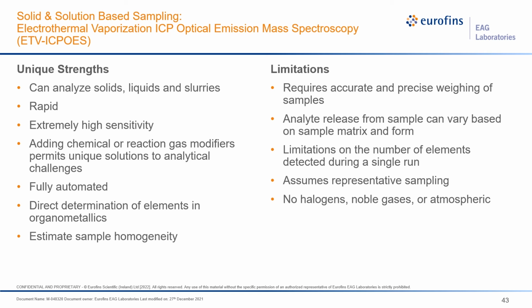Its limitations, however, are that it requires accurate and precise weighing of samples. The analyte released from a sample can vary based on the sample matrix and form. It assumes representative sampling. And really important, the release of a particular analyte can vary based on the specific sample matrix or form. So each material element must be tested for precision and proof of method.